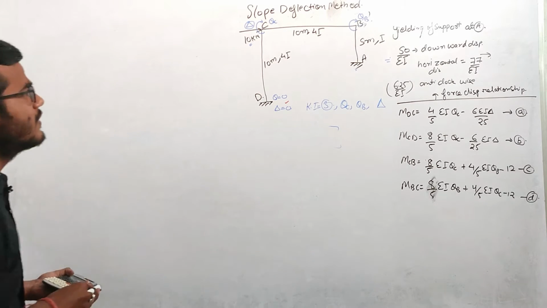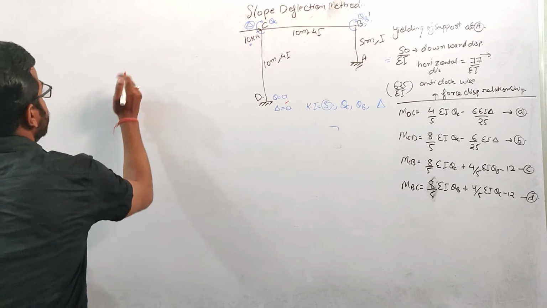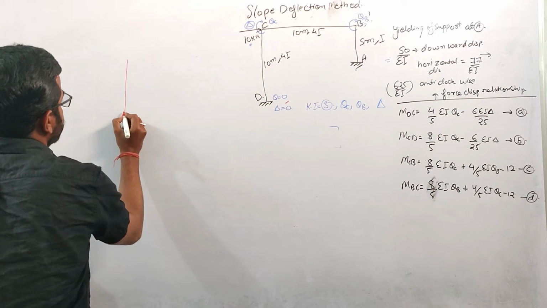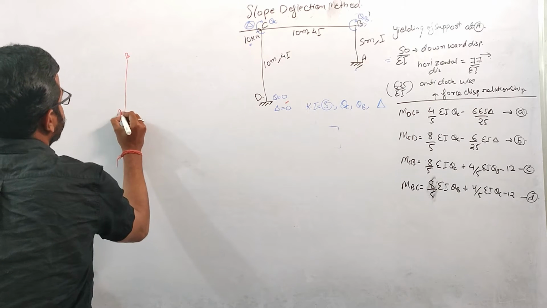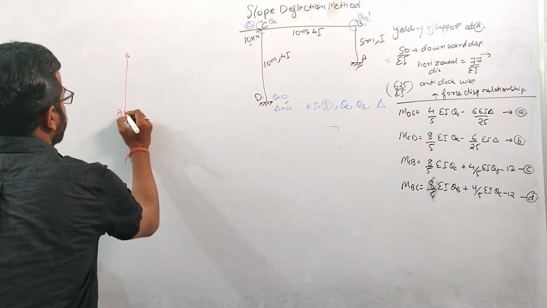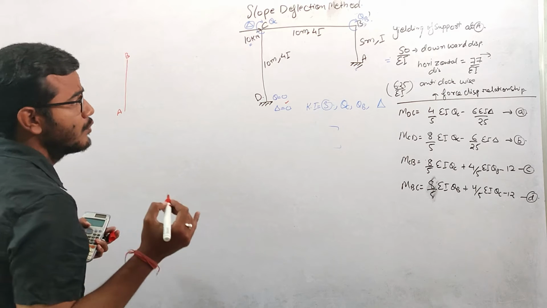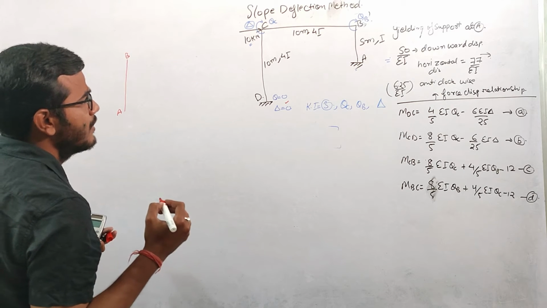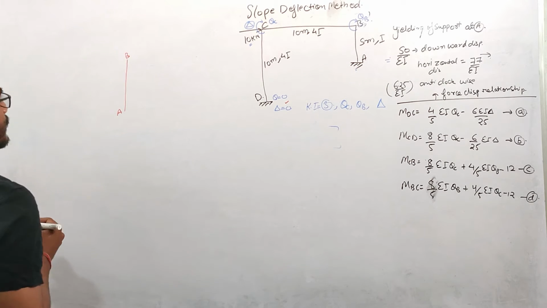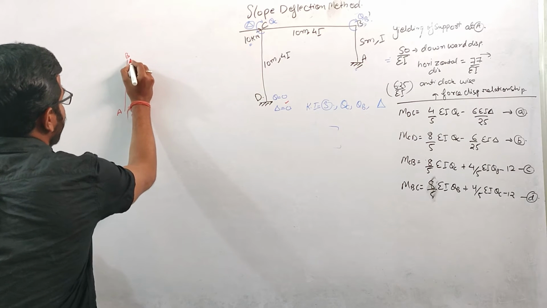Now, for this AB column, this is point B, this is point A, right? At A, we will be having one anti-clockwise rotation, one horizontal displacement, and one downward displacement, right? So for AB member, the sway in lateral direction will be.